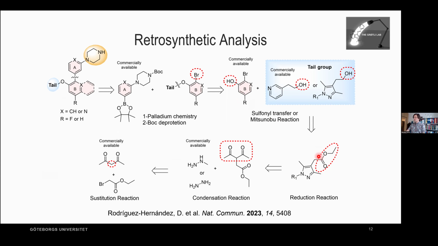And to make the core, the heterocycle in the tail, we would use condensation reactions. And you see that we could then start everything out from a substitution reaction. You see the majority of the reagents we would need for this would basically be commercially available. So that seems like a decent way to do it. So I'm just going to show you how we made this. We're not going to dive into too many details, but just to get an overview of the chemistry involved in this.